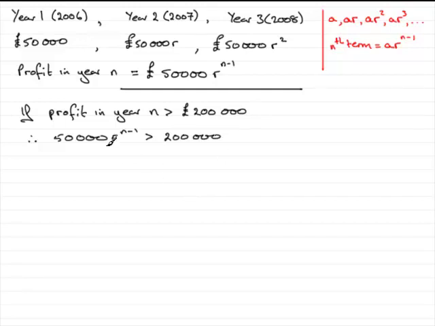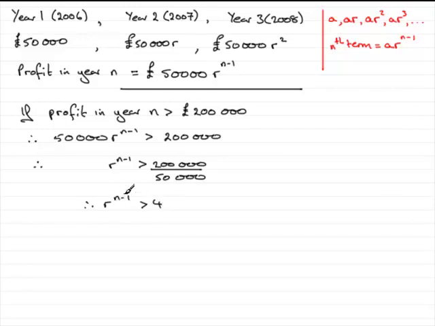Okay. Now, if we divide both sides by 50,000, we're going to have r to the power n minus 1 is greater than 200,000 divided by 50,000. And that goes in really nicely. It goes in 4 times. So therefore we have r to the power n minus 1 is greater than 4.